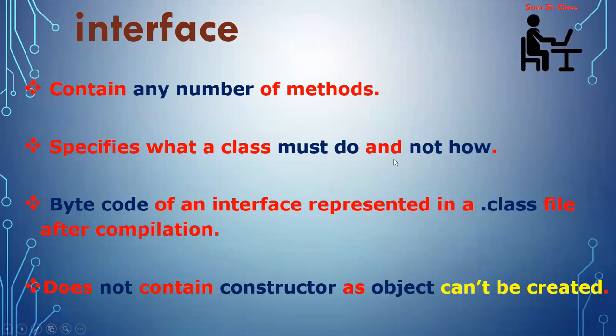Now again you can check, an interface can contain any number of methods as per the requirement. It specifies what a class must do, not how to do it. Next, after compilation, the dot class file will be generated like for a class. It doesn't contain a constructor because an object cannot be created. This is a very important point: an object of an interface cannot be created. So that's why a constructor is not available for an interface.